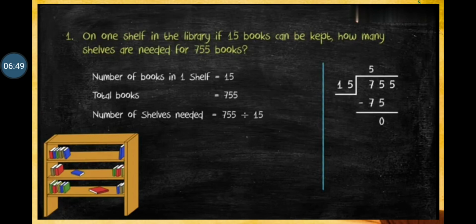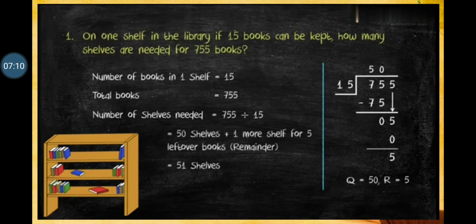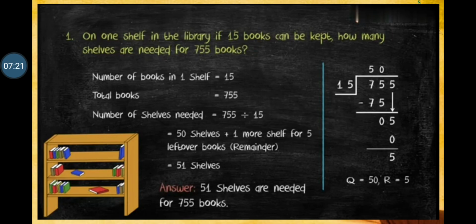You can see that we have to put the bigger number, the dividend, inside the tent and the divisor outside the tent. And I hope you all can do the division in this way. Now here you can see that the quotient is 50 and the remainder is 5. It means we need 50 shelves, but we need one more shelf for the leftover books that are the remainder. So it means we need 51 shelves for 755 books.